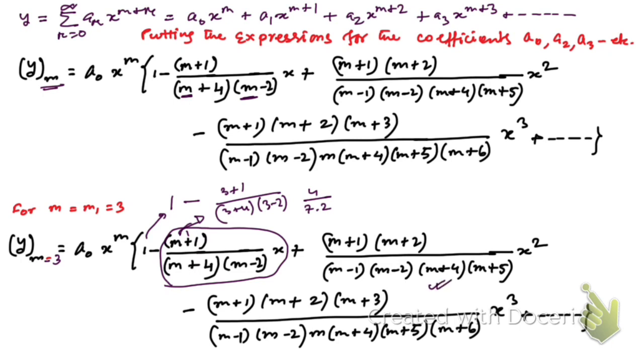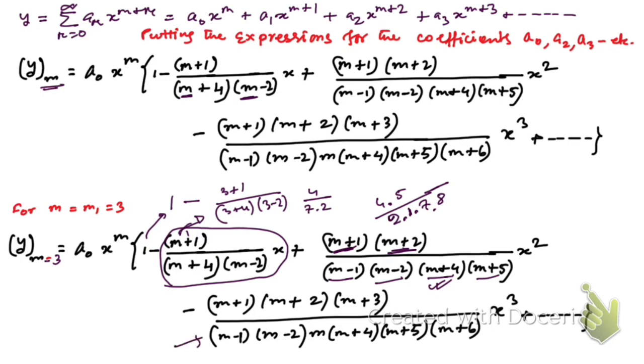And from this term, we're going to have m plus 1, which means 3 plus 1, that's going to be 4, and m plus 2, that's going to be 3 plus 2, that's going to be 5, divided by 3 minus 1, that's going to be 2, and 3 minus 2, that's going to be 1, right? And 3 minus 4, that's going to be 7, and 3 minus 5, that's going to be 8, right? That's what we're going to have.